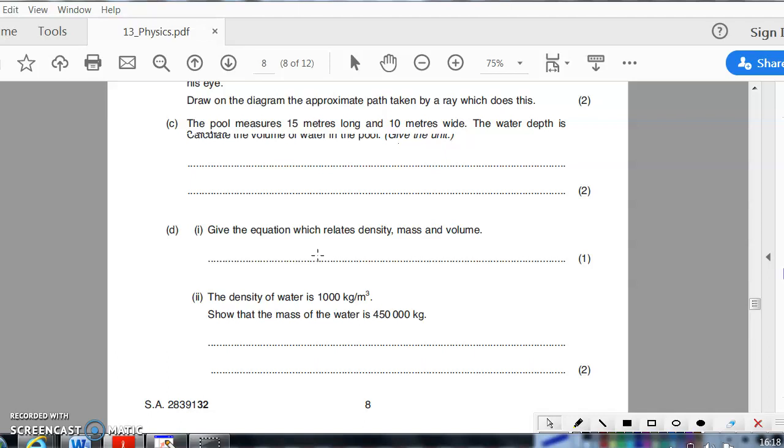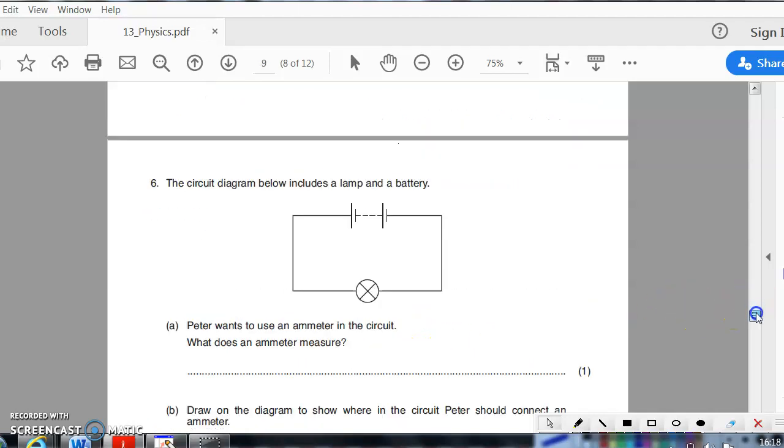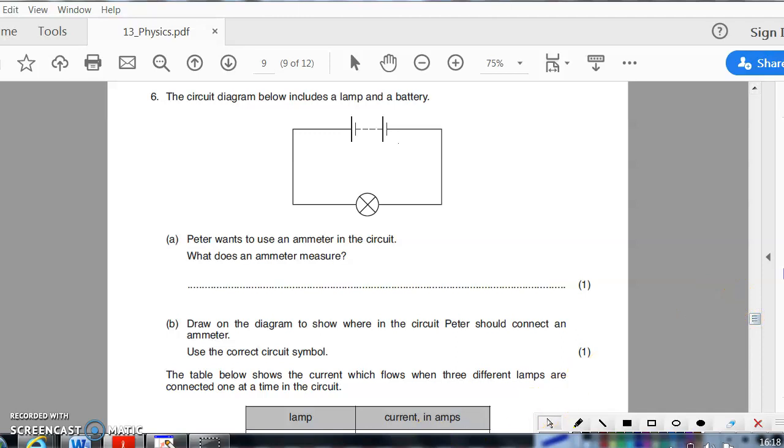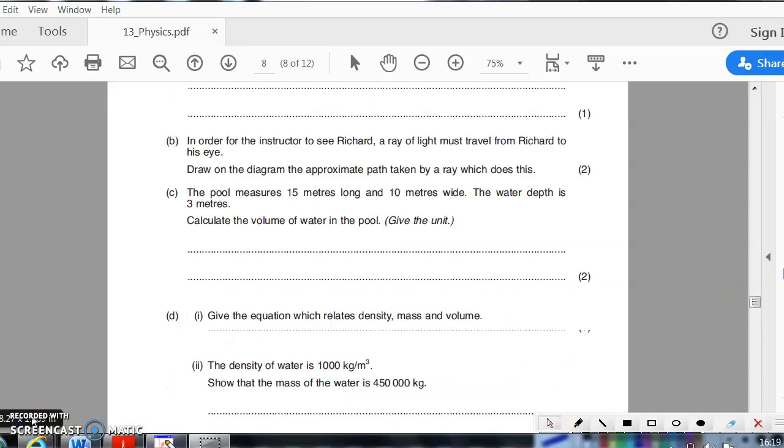So, mass equals density times volume. Then down here, we can fill that in. Mass equals density, we've been given. Volume, we have just calculated. So we times those 2 numbers together, and we should get an answer of this. A total of 8 marks, so that's roughly 15%, 1.5 grades.